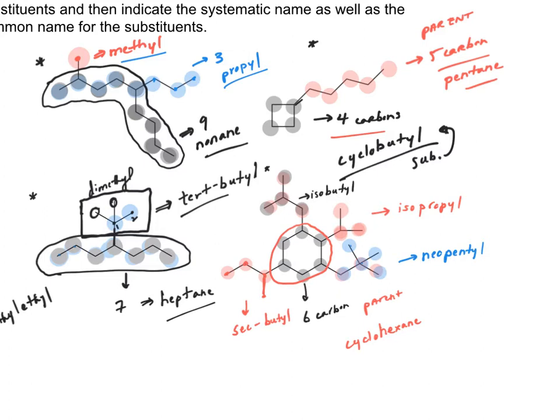Okay, so we had a parent. Our parent was cyclohexane. That's awesome. And then we had 4 different substituents. We had a neopentyl group, we had an isopropyl, we had an isobutyl, and we had a sec-butyl. Lots of different things going on here.